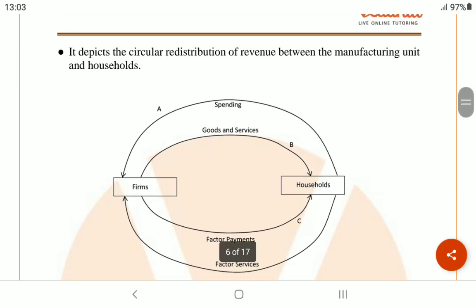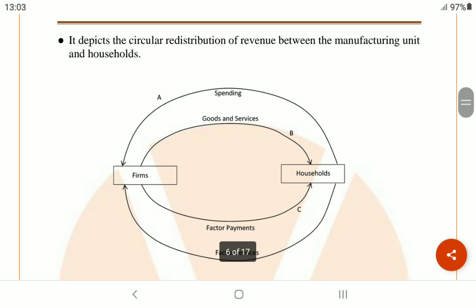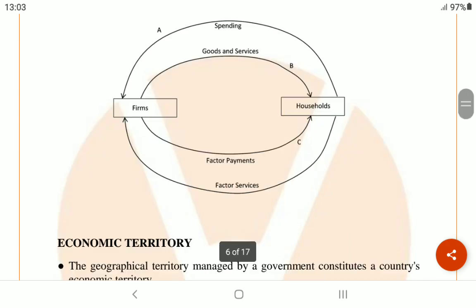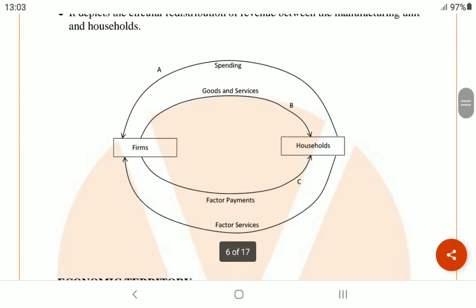If they ask like this, you have to draw it. It depicts the circular redistribution of revenue between the manufacturing unit and household. Firm and household. From firm to household, the goods and services come, and from household they give money as spending. From firm, factor payments will go to household. From household, factor services will come like this.